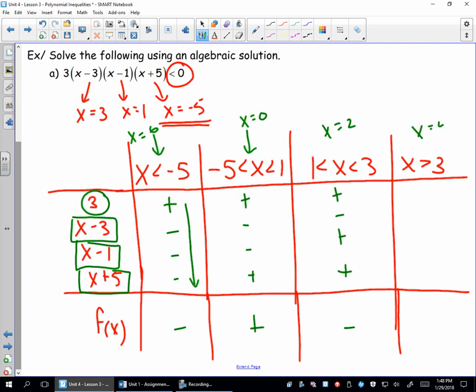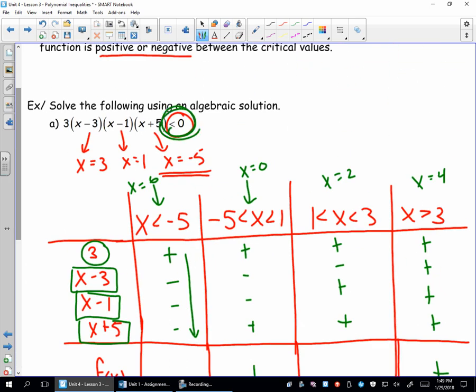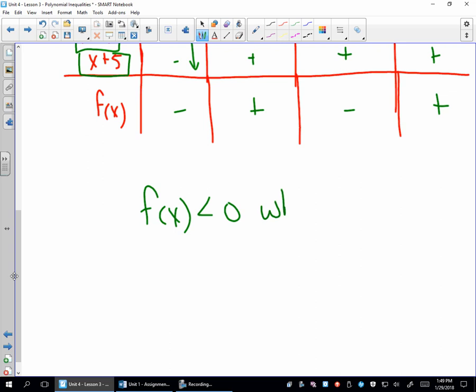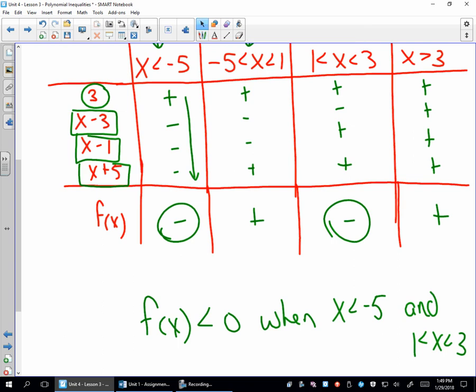And let's try x is 4. We get a positive, of course. A positive, positive, a positive. They're all positive, which makes a positive. So I have just proven that the function is less than 0. That's what the question was, right? Less than 0 when, well, when is it less than 0? In this interval, which was x is less than -5, and this one, okay, without having to look at a picture. Didn't need a picture. All based on my factors and my critical values.